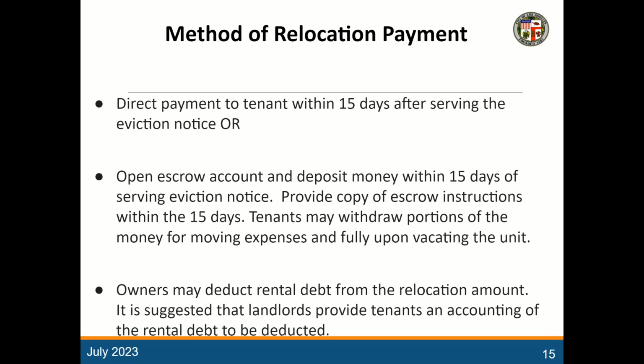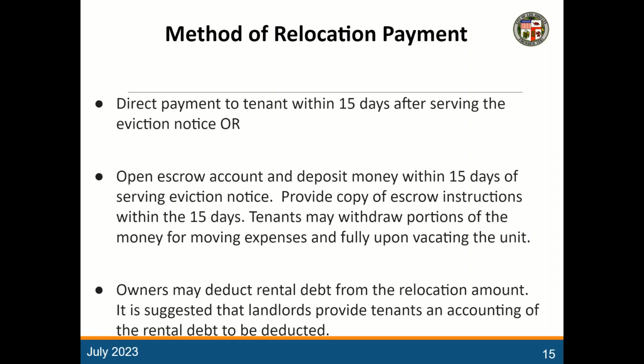To do this, it's very important that the owner ensure that the tenants receive a copy of the escrow instructions within 15 days of receiving the eviction notice. The escrow instructions tell the tenant where the money was deposited, who to contact, the telephone number, email addresses, and the rules, the process on withdrawing the money. LAHD does offer sample escrow instructions that you can download from our website, and the link will be provided to you at the end of the slides.